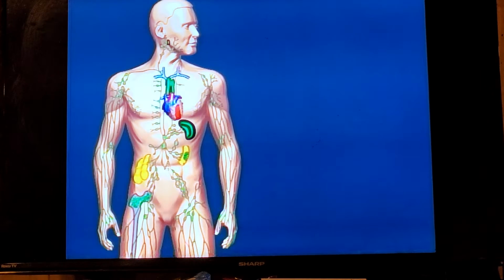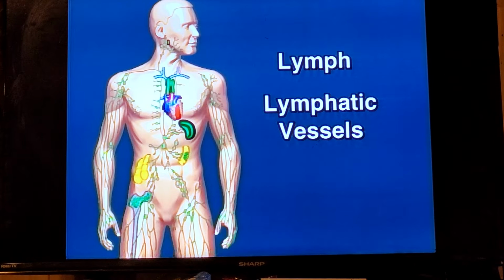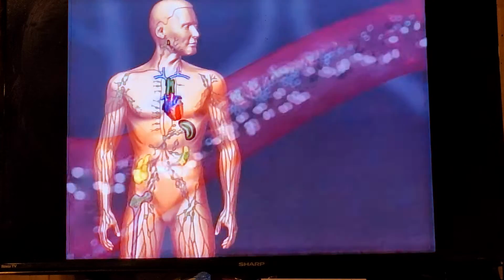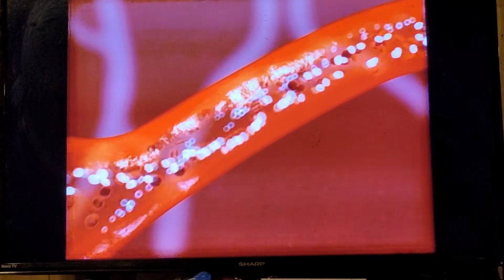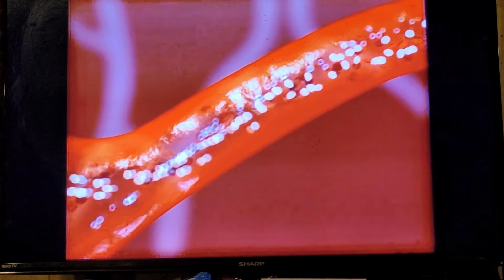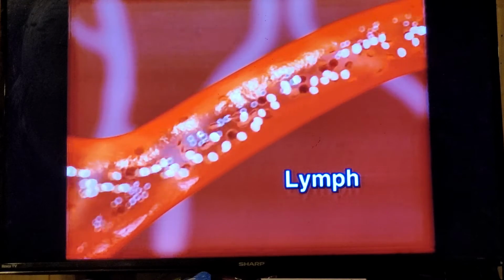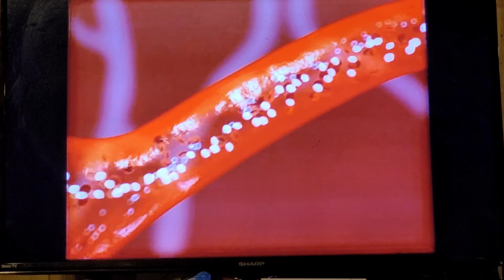The lymphatic and immune system is made up of fluid called lymph, lymphatic vessels, and other organs and structures containing lymphatic tissue. Lymphatic tissue is a reticular connective tissue containing lymphocytes. Most components of blood plasma are filtered to produce interstitial fluid. Interstitial fluid that enters the lymphatic vessels is called lymph. The only real difference between interstitial fluid and lymph is their location.